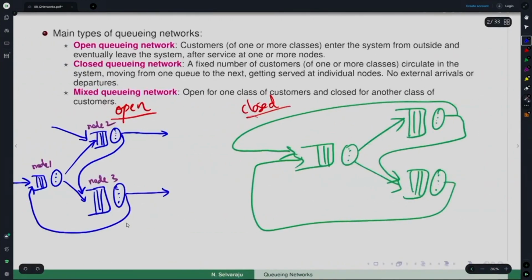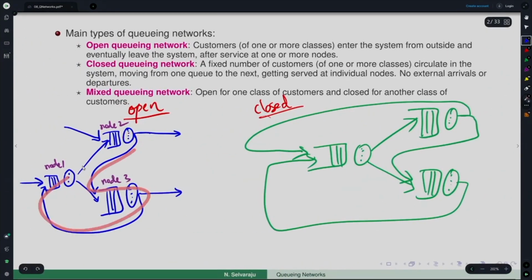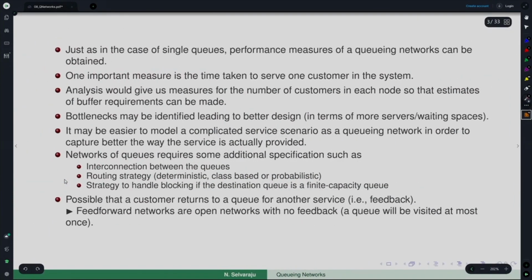Since in a network this kind of thing can happen, a customer may visit all 3 nodes and again he may come back to node 1. He can go here, come here, and then go again, come here, possible. It is possible in this particular scenario, but still he can come back to this. So, feedback is very much a possibility in general in such networks.